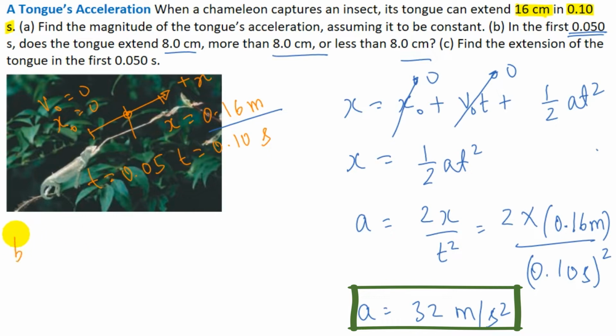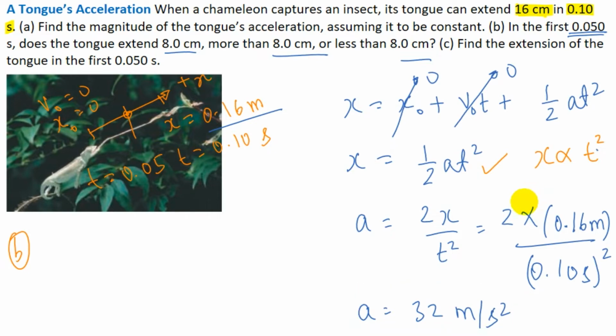So now here we see that the position varies with the square of time, because acceleration is constant, so x is proportional to t square. This thing we can write. So displacement will be less than half of its final value when half the time has elapsed. So the correct answer would be that the position would be less than 8 centimeter because of this relation, x is proportional to t square.